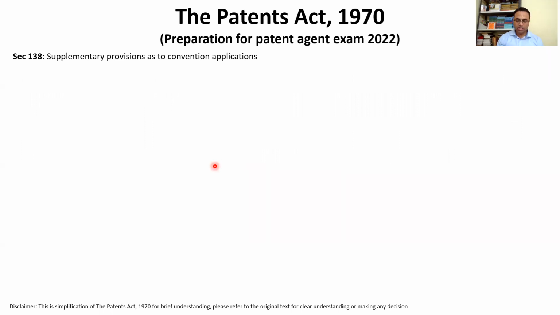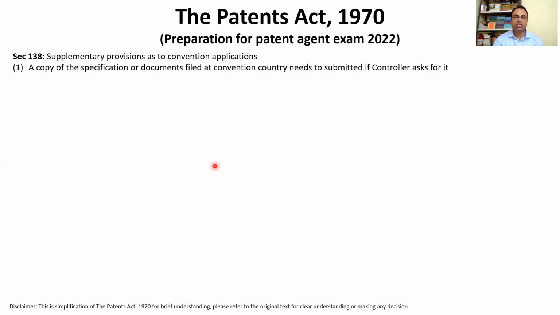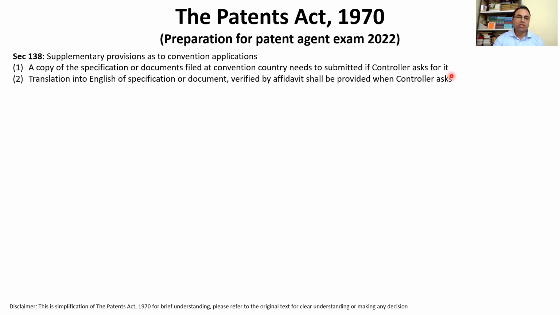This is the supplementary provision as to convention applications. So some few extra things. A copy of a specification or documents filed at the convention country needs to be submitted if the controller asks for it. A translation into English of a specification or documents, verified by affidavit, shall be provided when the controller asks. So if it is in a different language, then a translation has to be submitted.